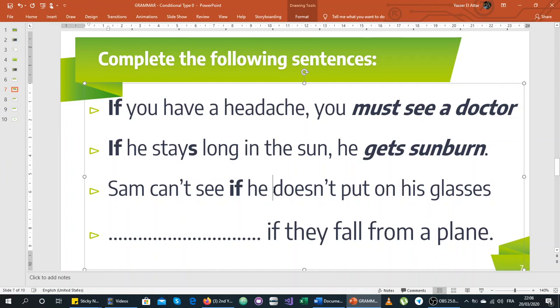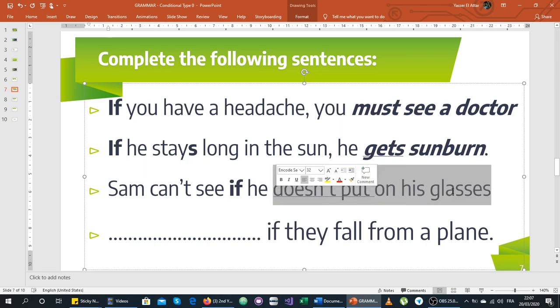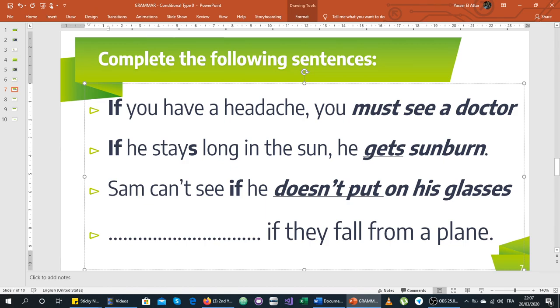So here the subject is he, and then we have doesn't put. Doesn't put is the verb in the present simple. This is conditional type 0, so it should be in the present simple. And with the present simple, in the negative we say doesn't, because here we have he.